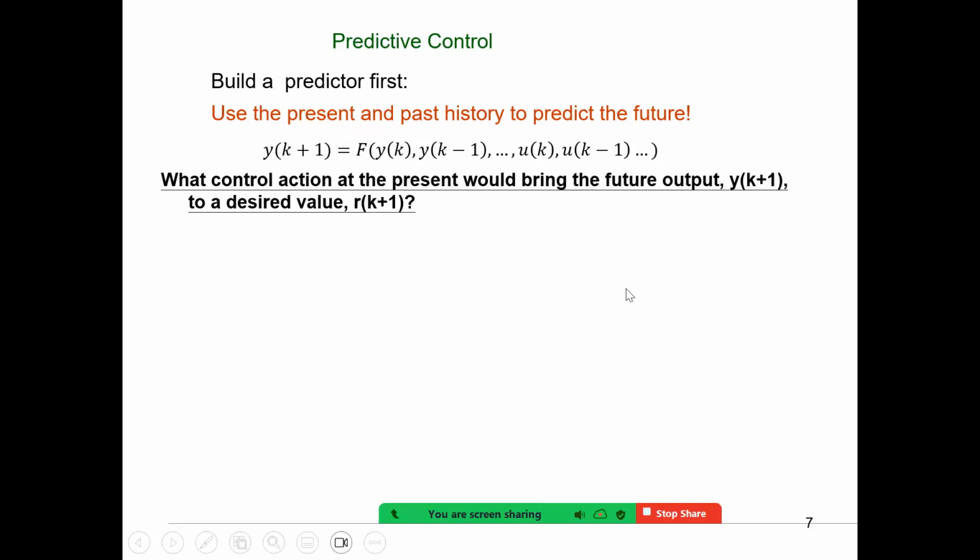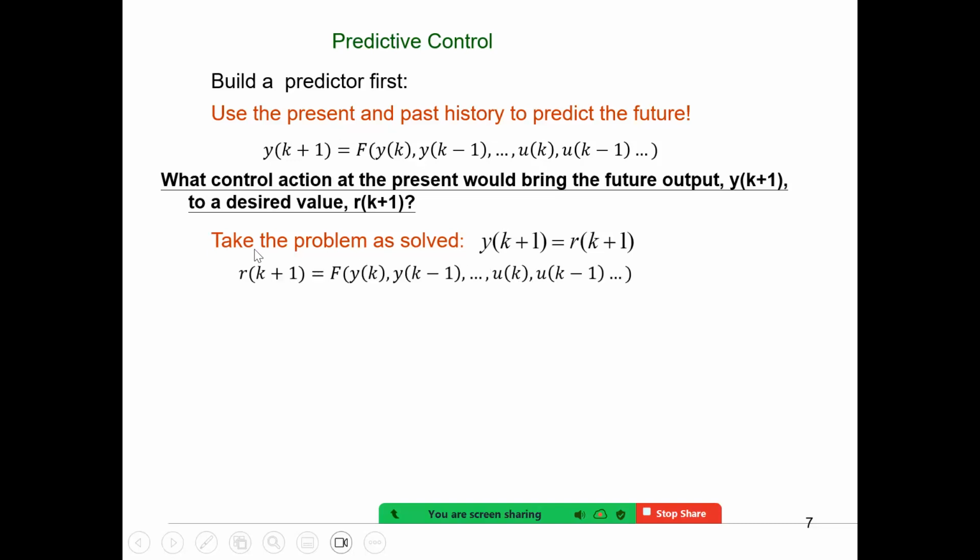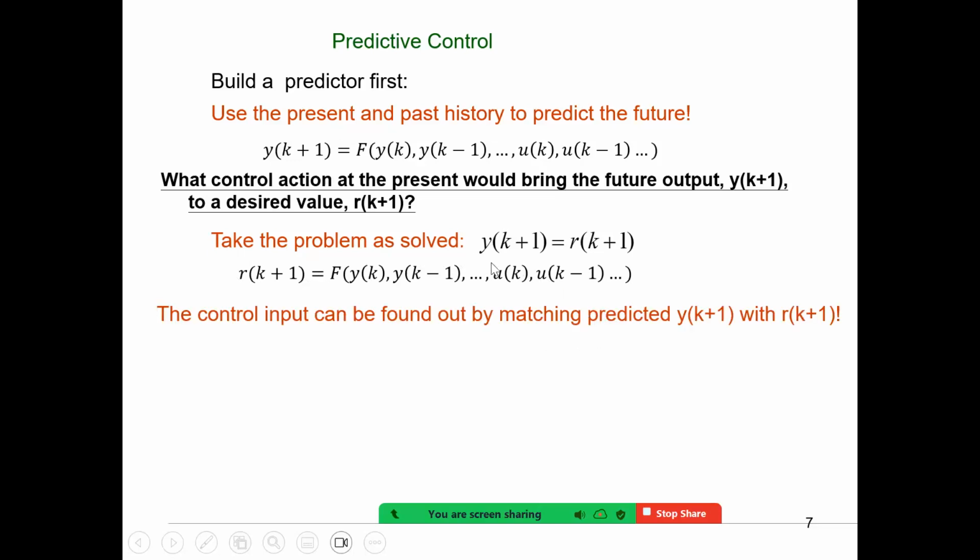Once you have a predictor, then you ask the question: what control action at the present would bring the future output to some desired output? So you take the problem and solve: you make the predicted value equal the desired value, and you will have an equation relating the desired value, the input and the output. From this equation, you can compute the input signal. For a linear system, of course, this is straightforward. There is only one solution for the input.